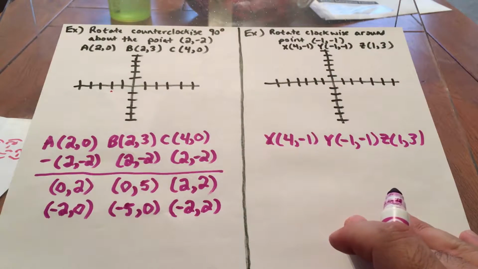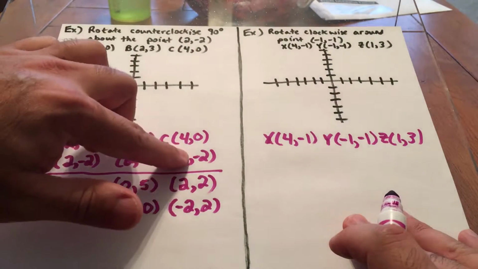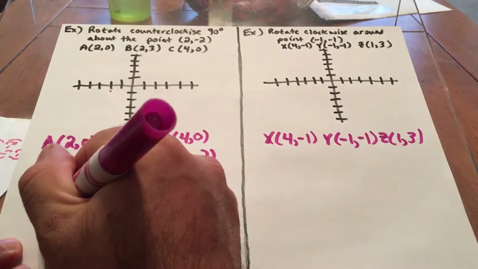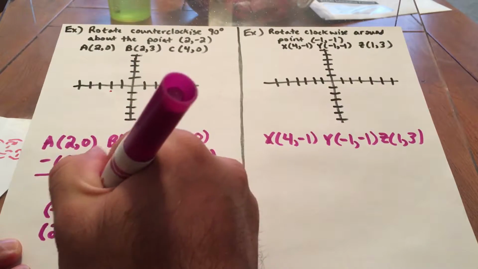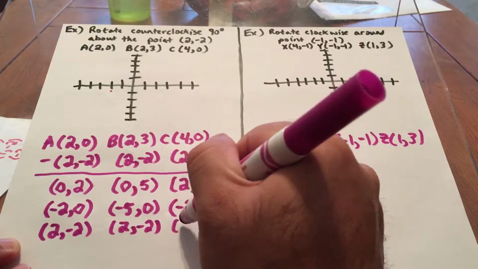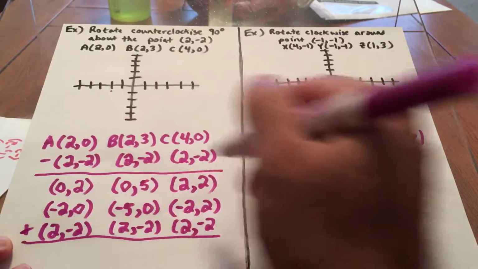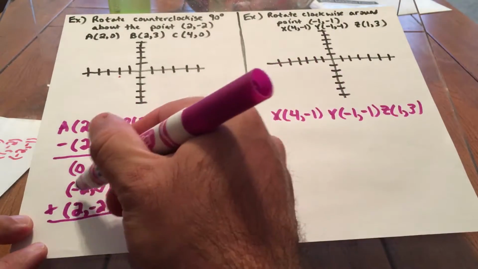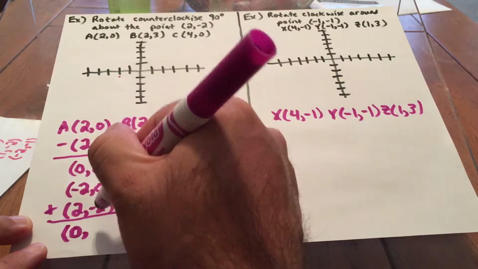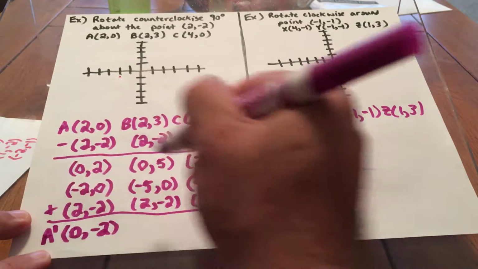And now, finally, if you want to get your A prime, B prime, C prime, we're going to take that point that we subtracted off, 2, negative 2, and add it back to each of these transformed images. That's going to give us our transformed image. So negative 2 plus 2 is 0. 0 minus 2 is negative 2. That is our A prime.